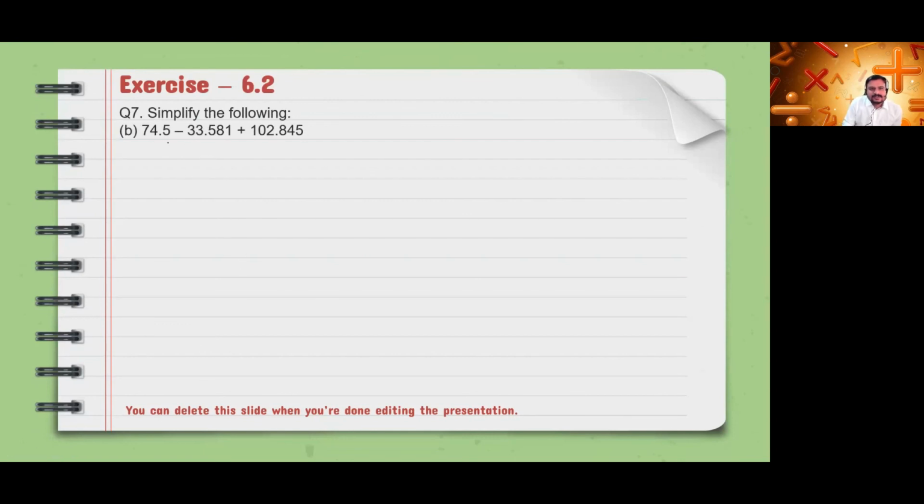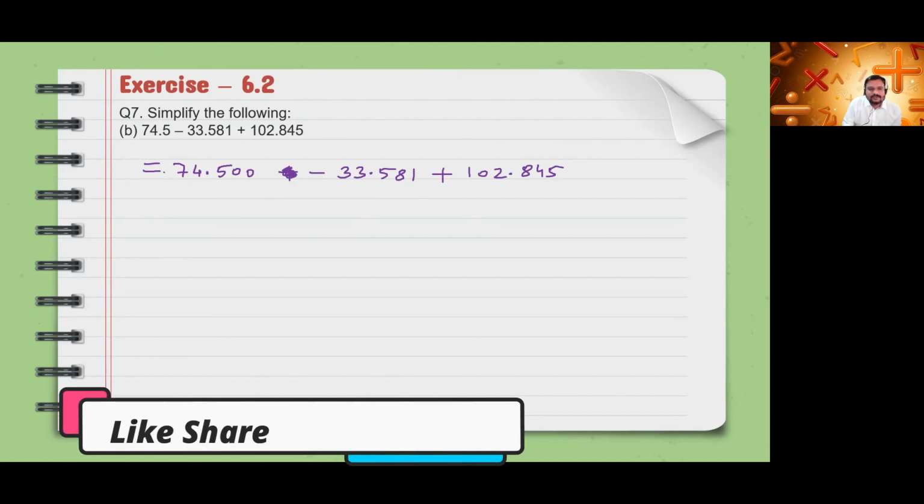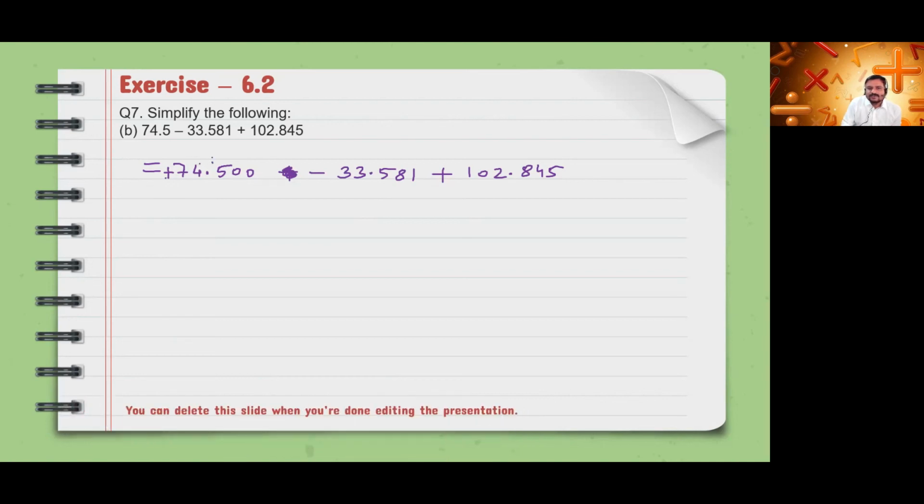Now here also first we will convert them into like decimals. So this will convert 74.512 zeros. Okay. Plus, sorry, plus is not there. Minus is there. 33.581 plus 102.845. Okay. So now see here, this 74.500, there is no sign before it, that means this is positive. Yes or no? This is positive. This positive and this positive, we will add it first, then we will subtract this negative.